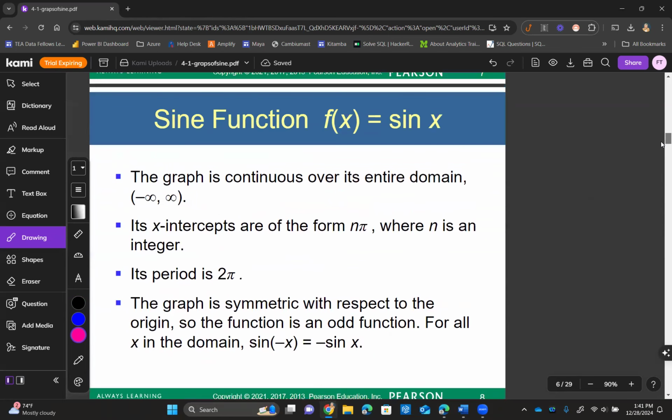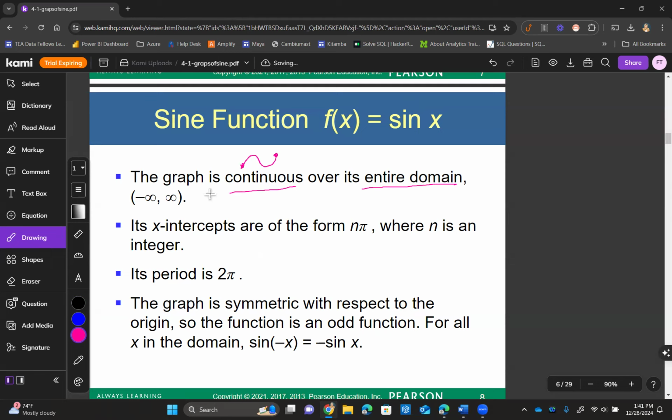Now, for the sine of x, if we analyze, what do we notice? We have to know that the graph is continuous. So there are two things, discrete and continuous. Continuous means when the graph starts, you can trace it without lifting your pencil. So there's no hole, there's no gap. So the graph is continuous over its entire domain.